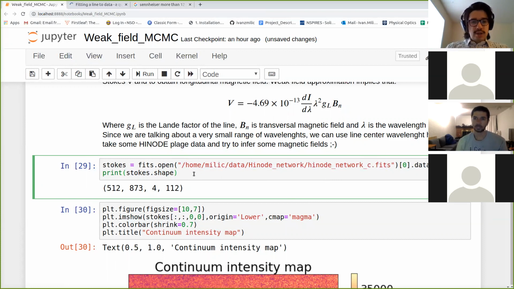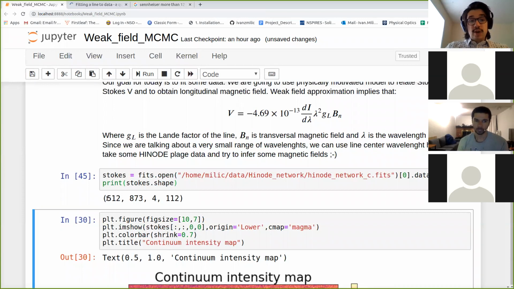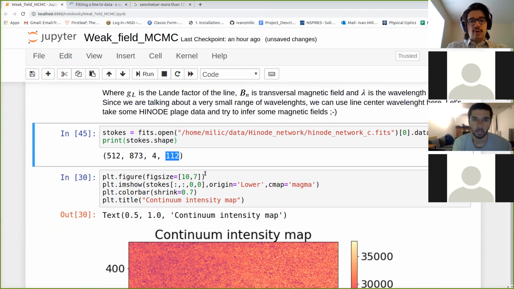So we're going to load this, and you see that the size of this is 512, which is a typical size of the slit. So this is sometime 2012. So 512 was a typical size for the slit at that time. On the other axis, there were 873 pixels, which means there were 873 slit positions, and then we have the usual 4 for our 4 Stokes parameters and 112 for our wavelengths.